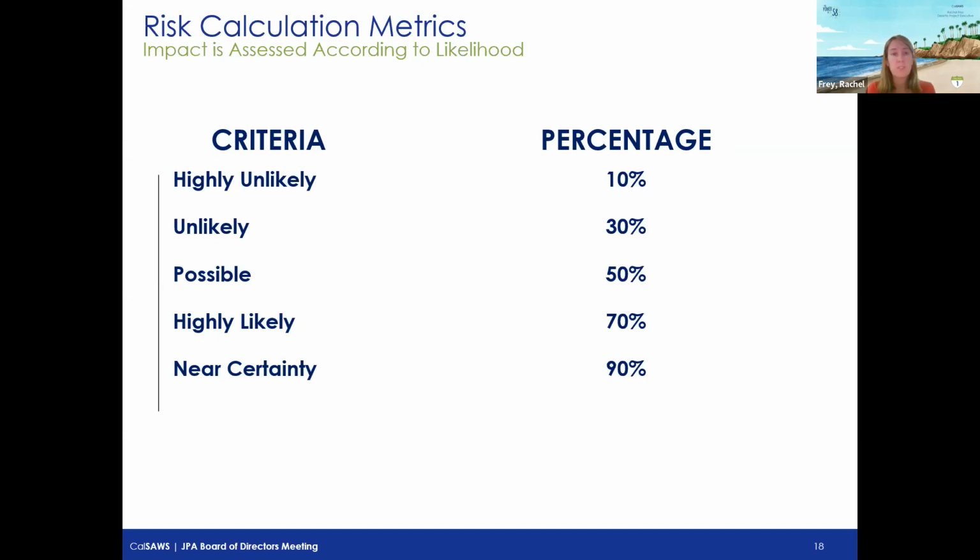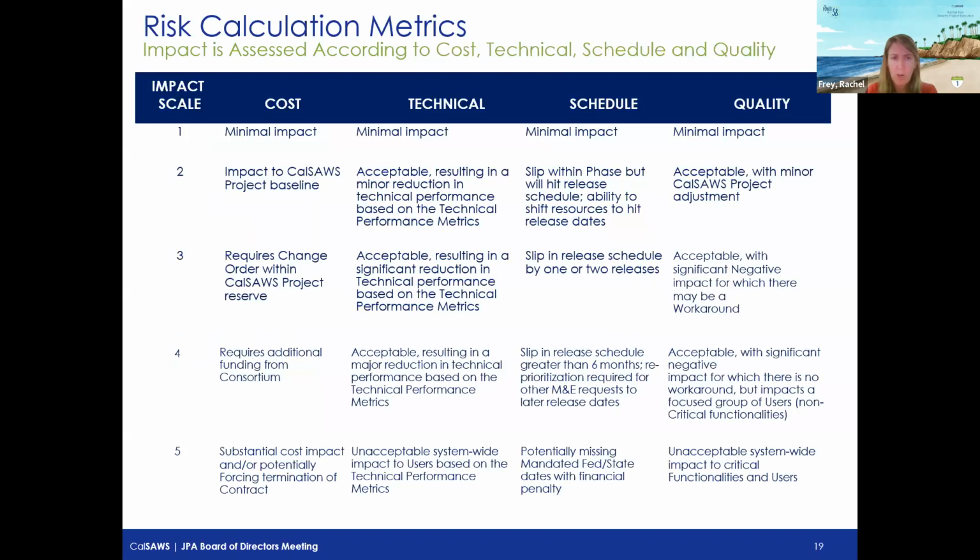If we could move to the next slide, we'll walk through the impact area. In the impact, we rated on a scale of 1 to 5 across 4 specific dimensions. And those dimensions are the impact to cost, the impact from a technical implementation, whether or not there's a schedule impact, and whether or not there's an impact to overall quality.